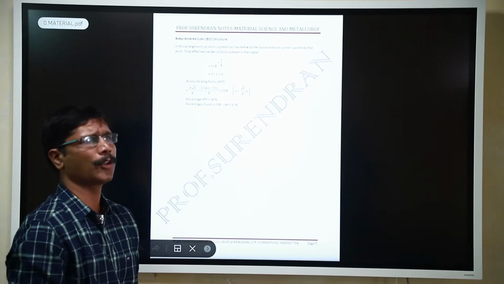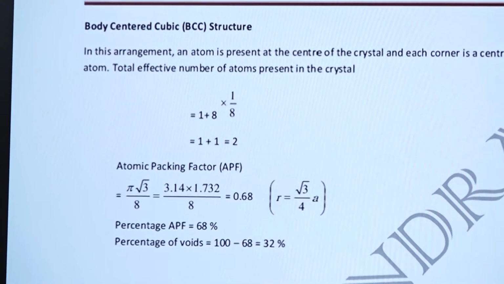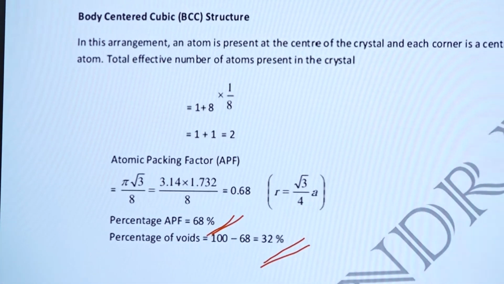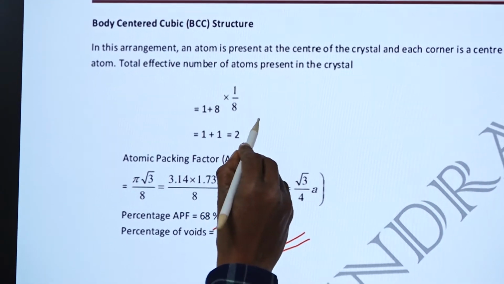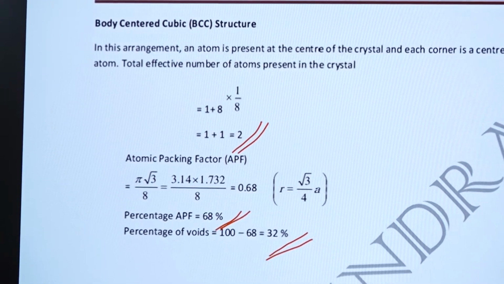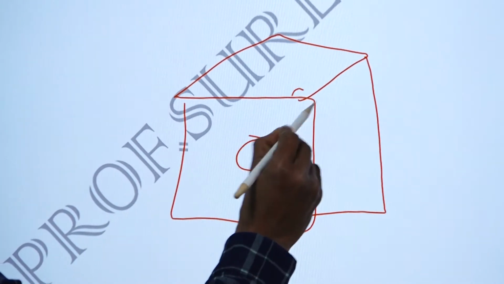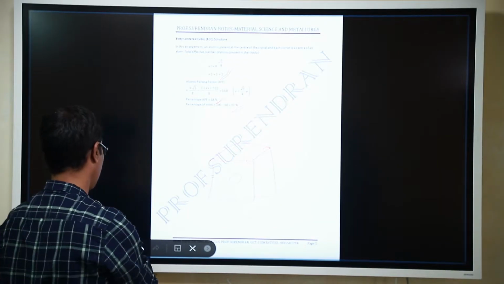For the body centered cubic, the atomic packing factor is calculated as 68 percent and the percentage of voids as 32 percent. The number of atoms in the body centered cubic unit cell is 2, because in the center one atom will be there and in each corner 1/8 atom will be there, so its value is 2.